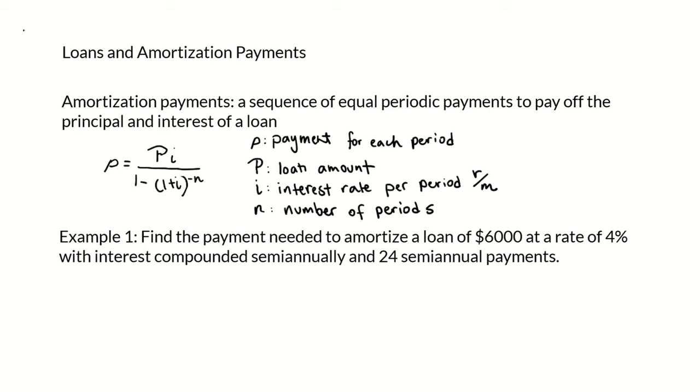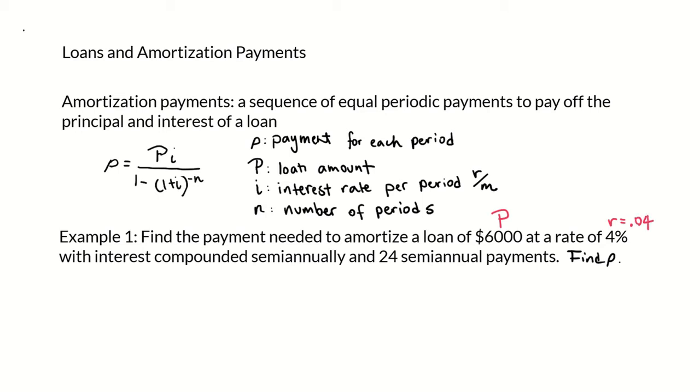So example 1: find the payment needed to amortize a loan of $6,000 at a rate of 4% with interest compounded semi-annually in 24 semi-annual payments. So that means 2 years' worth of payments. So we're finding small p, the payment amount. We know the loan amount, which is large P, 6,000, and then the rate is 4%.